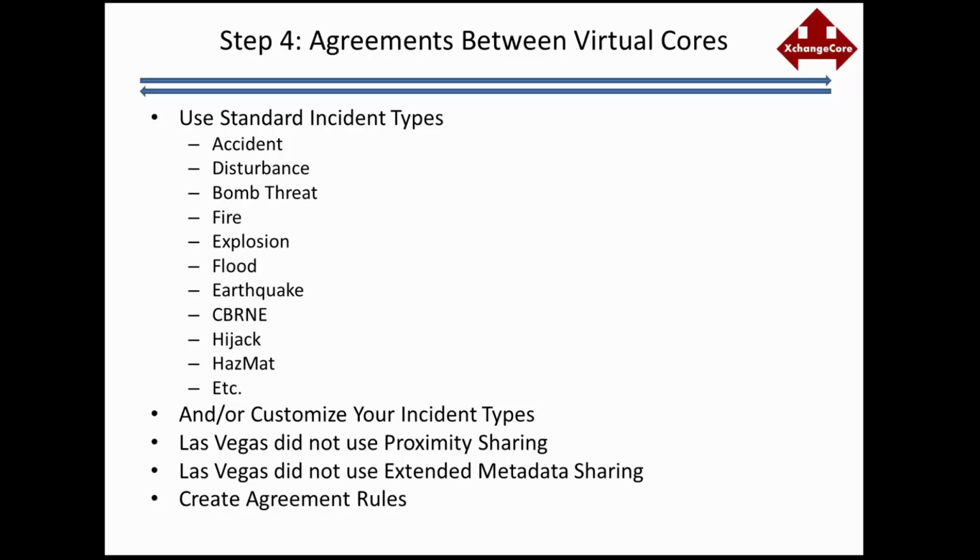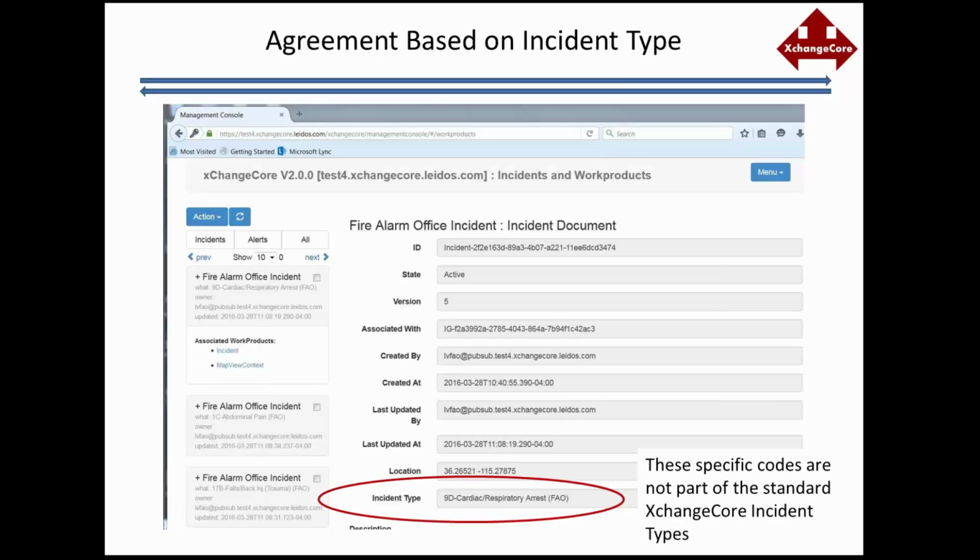We had to create agreement rules to define how the data is going to be shared and with whom. So here's an agreement based on incident type. You can see the call records there on the left that say fire alarm incident and then what the information is. And then you can see on the right-hand side where below it says incident type 9D cardiac arrest. So specific codes are, again, not part of the standard incident types.